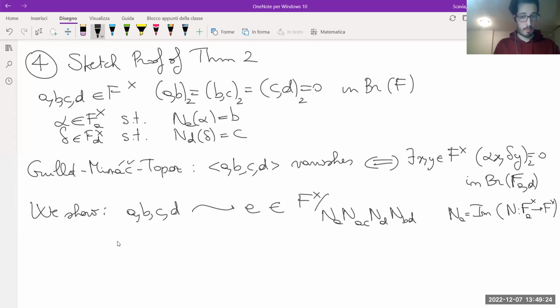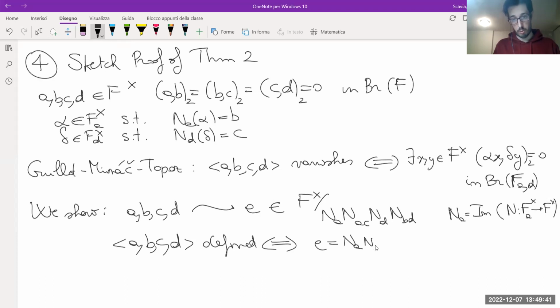Well, I want to say something about the construction, but first let me say that ABCD is defined if and only if E is equal to 1 in the quotient. Well, let's just say 1 mod this. If it's a product of these 4 norms.